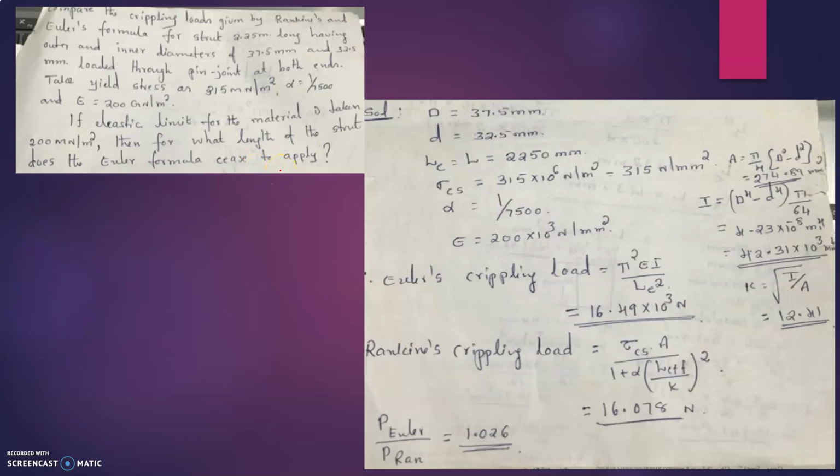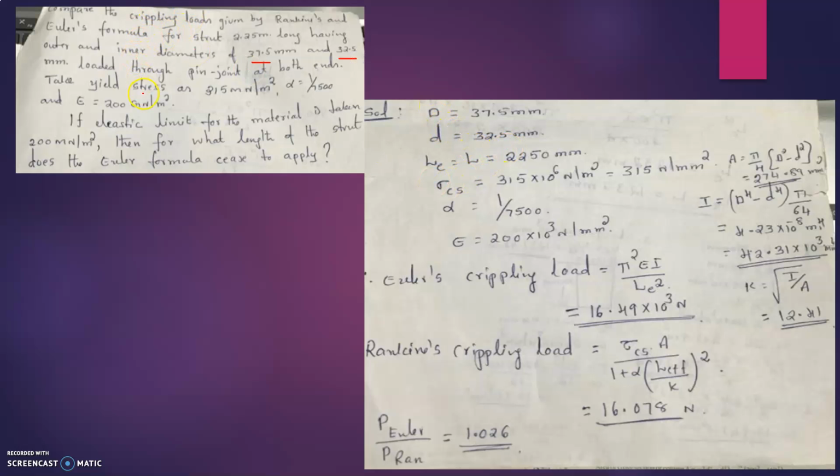So here the elastic limit stress is given. You have to calculate the length using Euler's formula. Let us write first what are the given values. Let the outer diameter capital D is equal to 37.5 mm, and inner diameter small d is 32.5 mm.